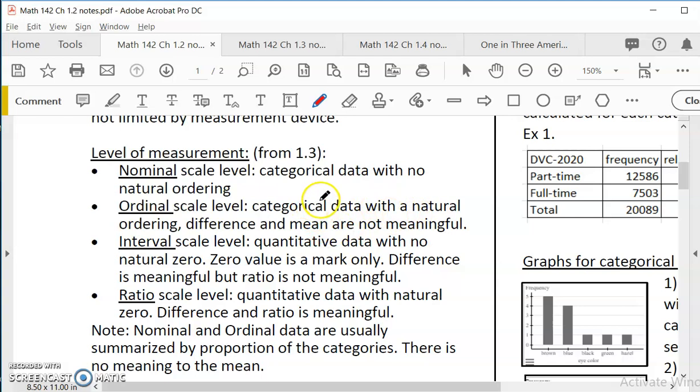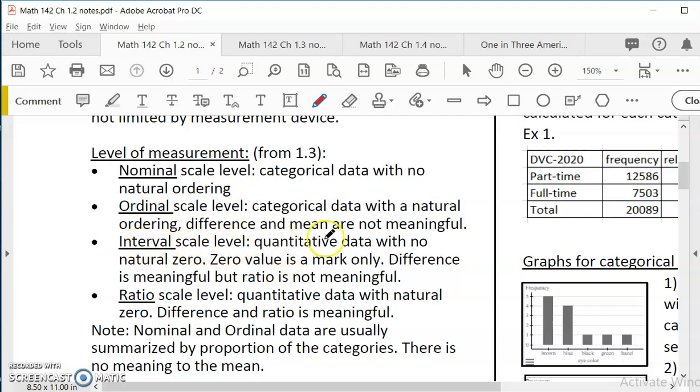So small, medium, large. The sizes of T-shirt that you wear are ordinal level. Or how happy you are: sad, not sad, neutral. Those are ordinal level. There is some kind of ordering.